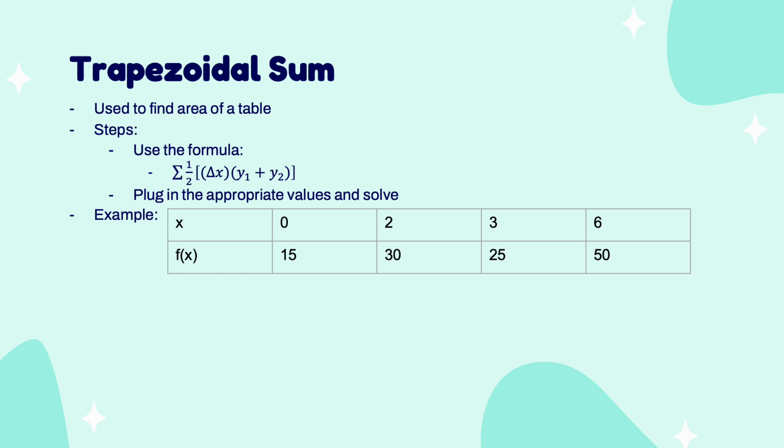So you'd have 1/2 and then a bracket. And then we have our first delta x, which is 2, times 15 plus 30, because that's what's underneath those values. And then we'd add it to our next delta x, 1, times 30 plus 25, because those are our two y values. And then our last one, 3 times 25 plus 50. And then we would get that equation, and you're just going to plug that into your calculator, making sure that you keep in mind all the parentheses and such, and you would get that this area is 185.